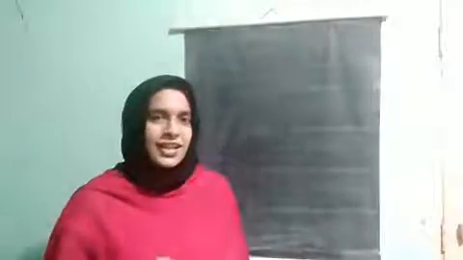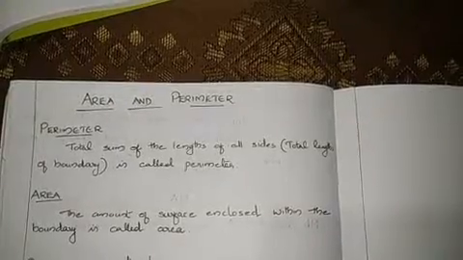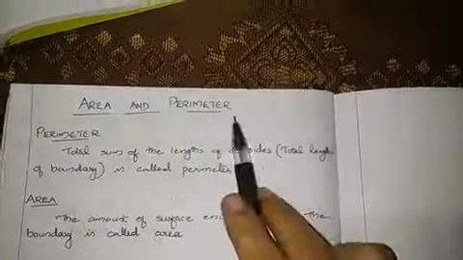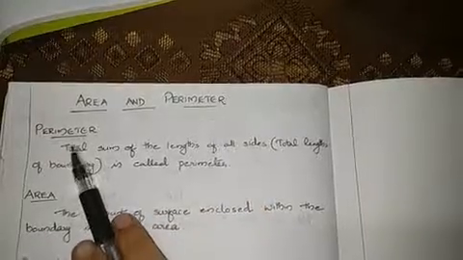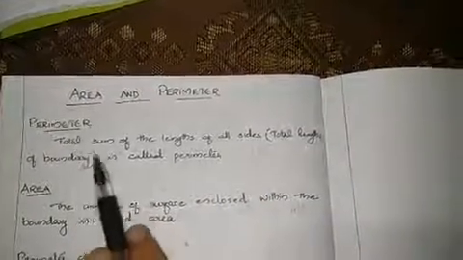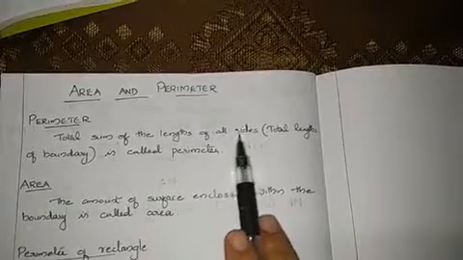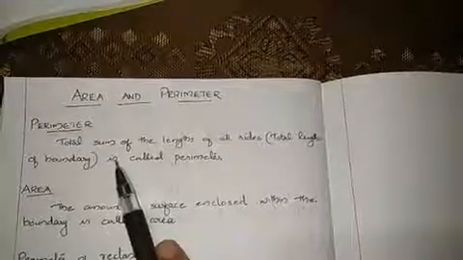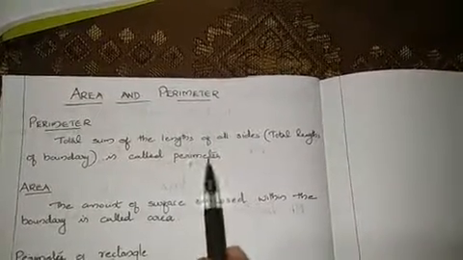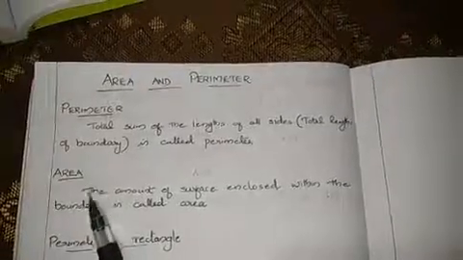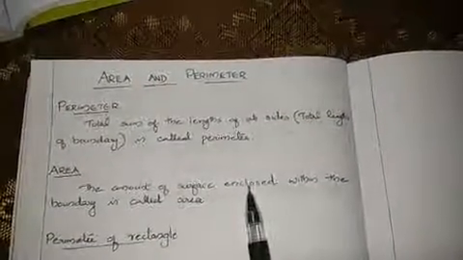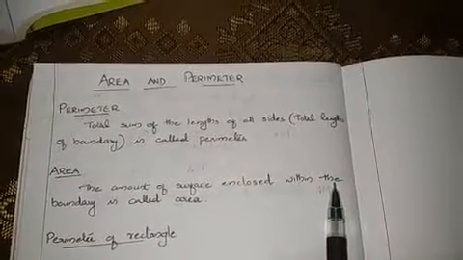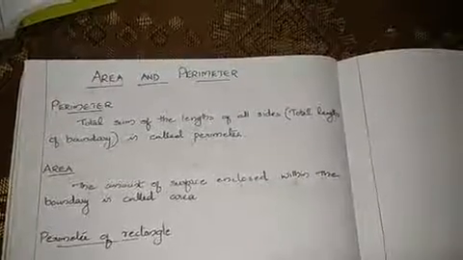Are you ready, children? So all of you take your notebook and write the chapter name, area and perimeter, and write the definition of perimeter. Perimeter means total sum of the lengths of all sides. All sides means total length of the boundary, okay, is called a perimeter. Then area. Area is the amount of surface enclosed within the boundary is called the area. Okay, so these two definitions you should write.